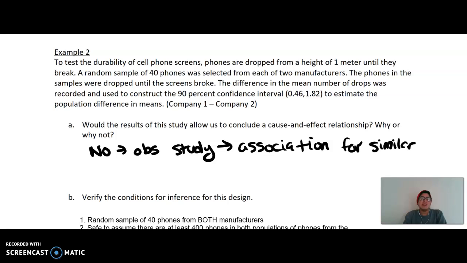This is just a random sample of phones here, so I can reduce the bias. But really the only inference I can do here is I can generalize these results to the two manufacturers from which I've sampled. But I cannot infer cause and effect or that one has more durability than the other. I can simply infer association for those phones similar to the ones used in the study.